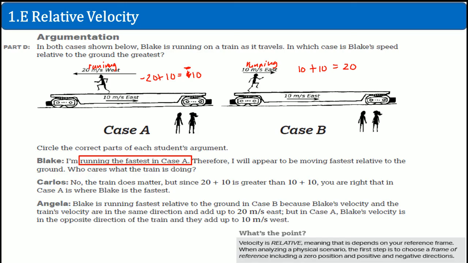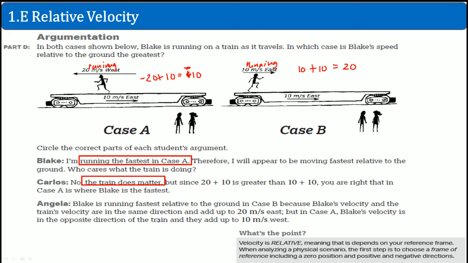Carlos says, no, the train does matter since 20 plus 10 is greater than 10 plus 10. You are right that the case A is where Blake is the fastest. That is wrong. We did the math here. Right? We did the math here. It was negative 20. So this math is wrong. So the only thing that he said is correct is the train does matter, right? The train does matter. The speed of the train does matter.